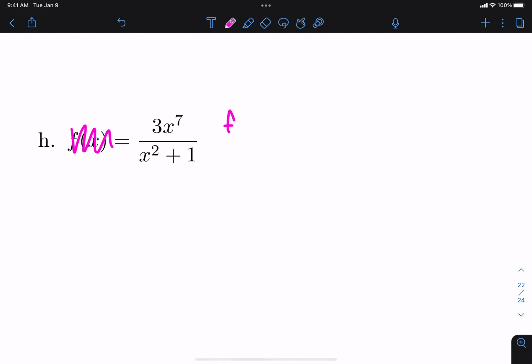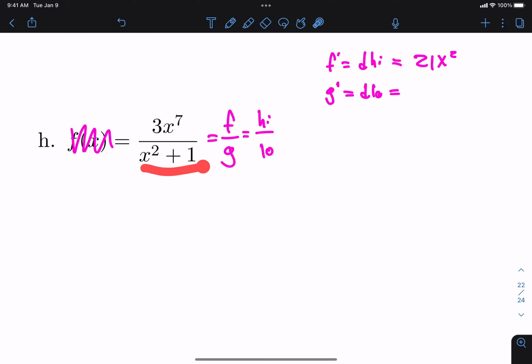I would say this is f over g, or if you want, you can call it high over low, whichever one floats your boat. All right, so what do I need? I need f prime, which is the same as d high, whatever is the derivative of the numerator, which in this case is 21x squared. And I'm also going to need g prime, which is d low, the derivative of the denominator, which in this case is 2x.